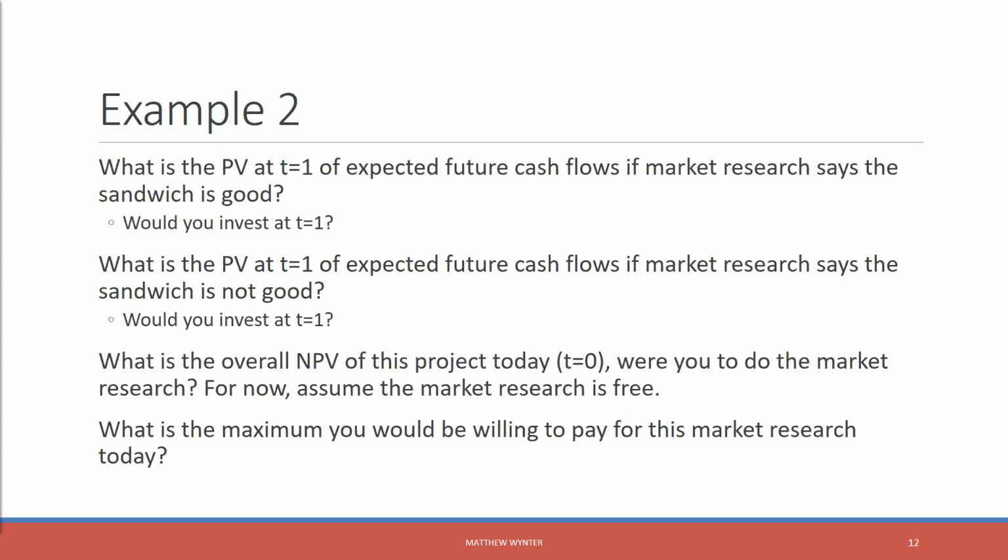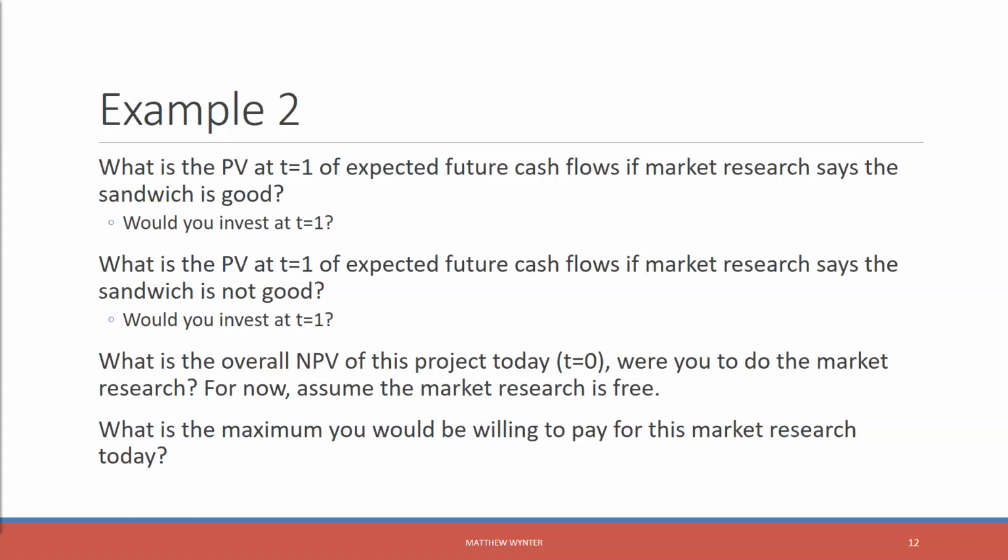What is the present value at T1 of the expected future cash flows if market research says the sandwich is not good? So across the good state of the economy and the bad state of the economy, if market research says that they don't like the sandwich, what's going to be our expected future cash flow? Would you invest at T1? So after you've calculated the present value of expected future cash flows, calculate the NPV and let me know if you would invest at T1.